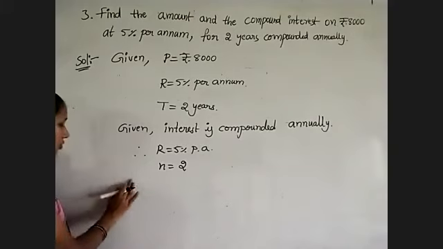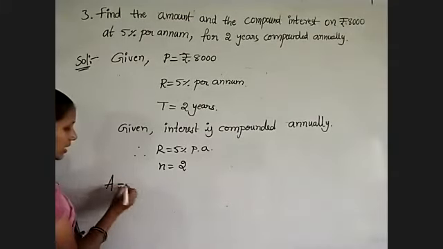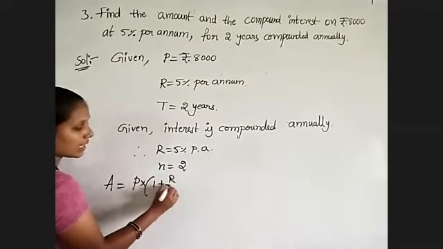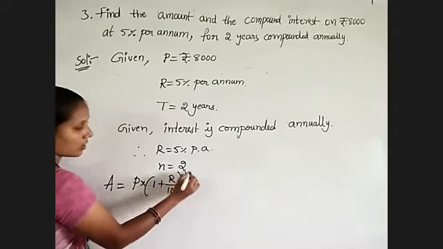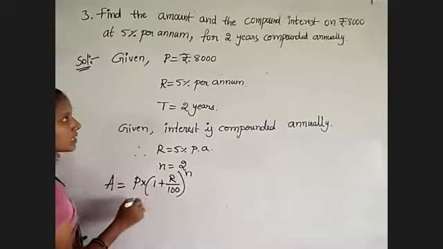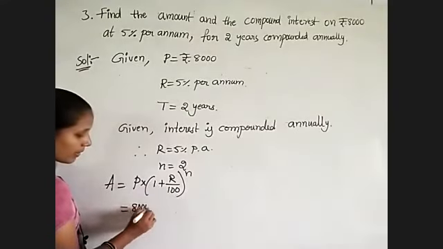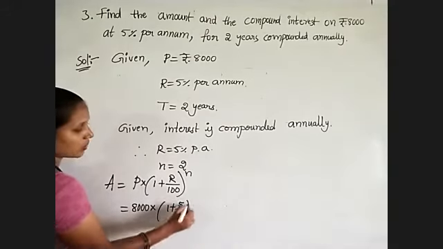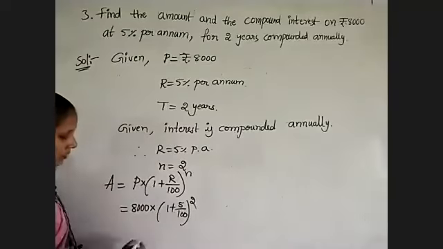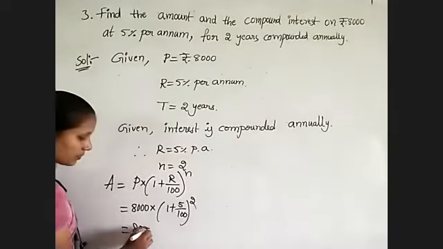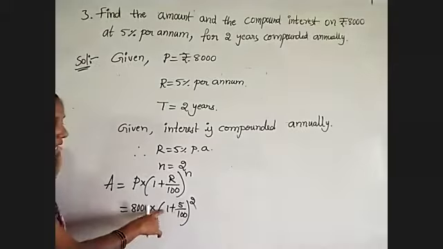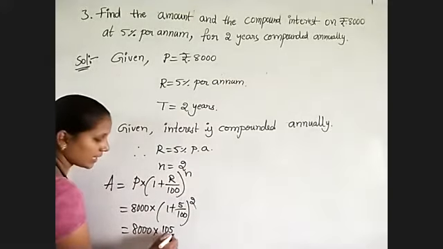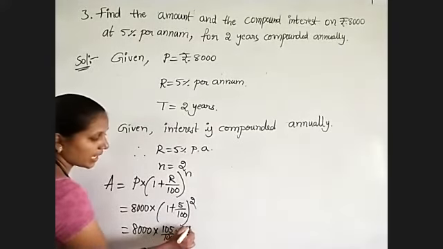So we have the amount formula. In case of compound interest, amount is equal to P into (1 plus R by 100) whole to the power of N. So substitute all the values. P value is 8,000 into (1 plus 5 by 100) whole squared, N is equal to 2. That is equal to 8,000 into ((100 plus 5) by 100) whole squared, 100 plus 5 is 105 by 100, whole squared. So 105 by 100 into 105 by 100.